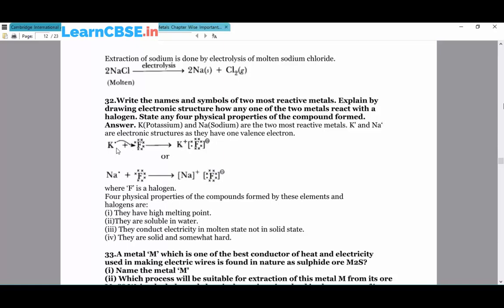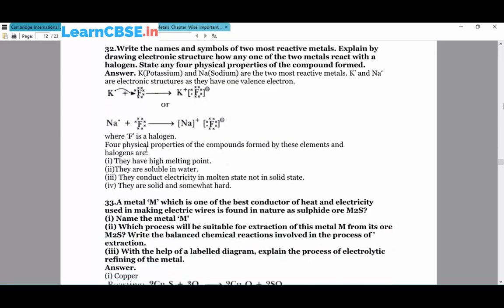Potassium gives one electron to the fluorine atom, because fluorine has 7 electrons in the outermost shell, so it gains the electron from potassium, forming K+ and F-. Next, sodium has 1 electron in the outermost shell, which it loses to fluorine, forming Na+ and F-, where F is a halogen. Four physical properties of the compounds formed by these elements and halogens are: they have high melting points, they are soluble in water, they conduct electricity in the molten state but not in the solid state, and they are solid and somewhat hard.